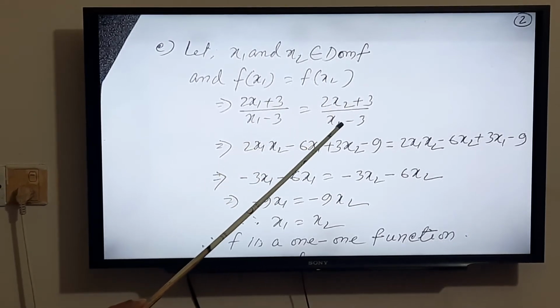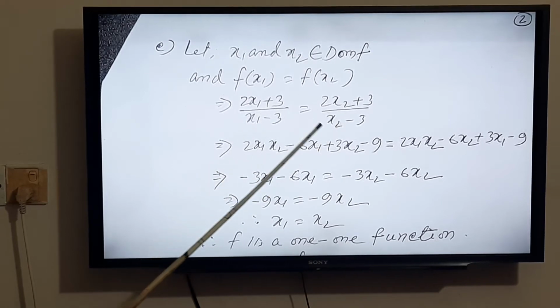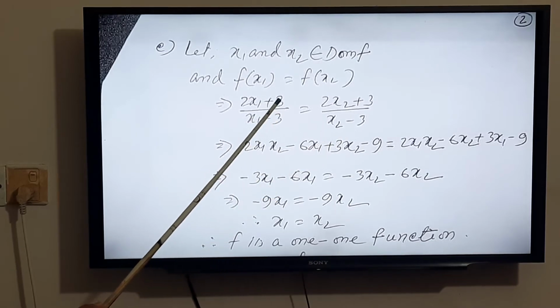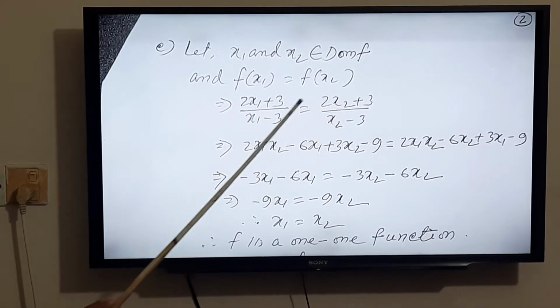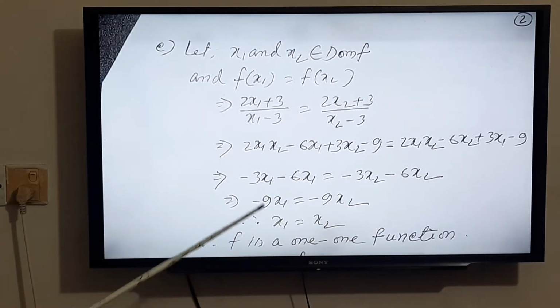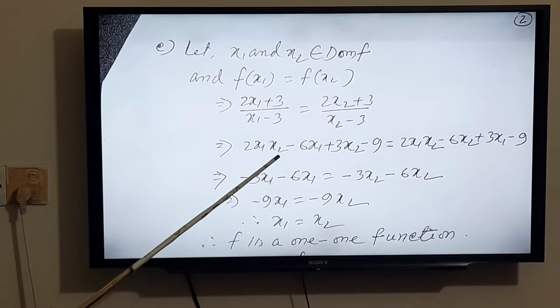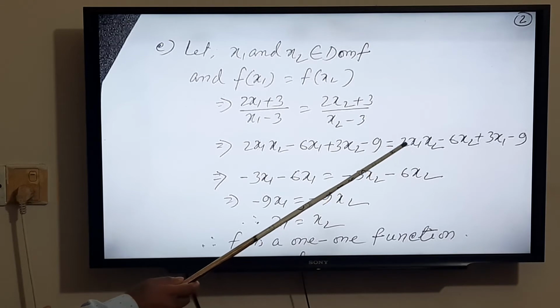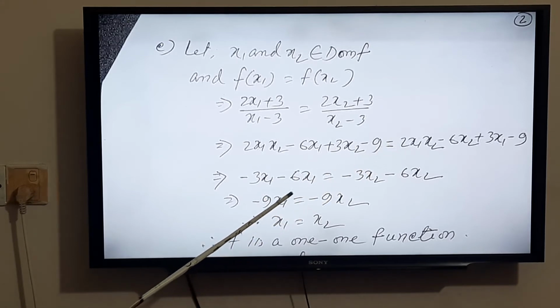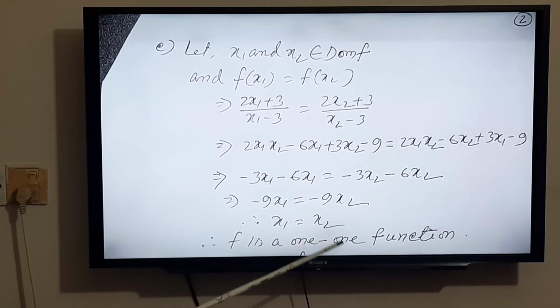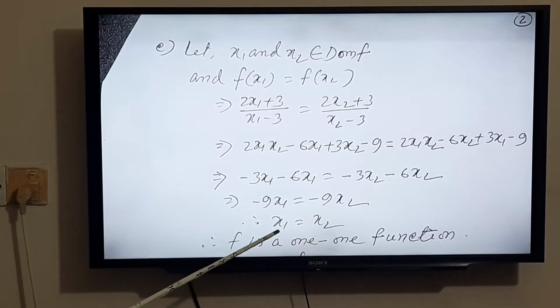Multiplication by 2 term is 2x1x2, and multiplying this and this term, and this and this term, is equal to this. By this line, 2x1x2 will be discarded from both sides. Then it will be 9x1 is equal to 9x2, then x1 is equal to x2.